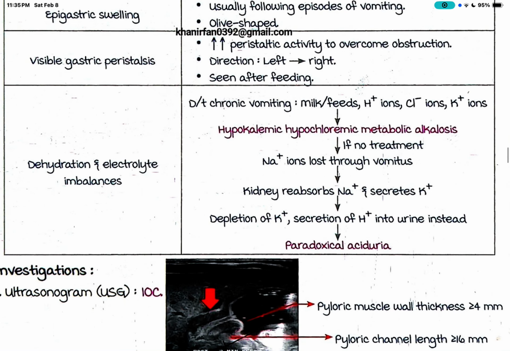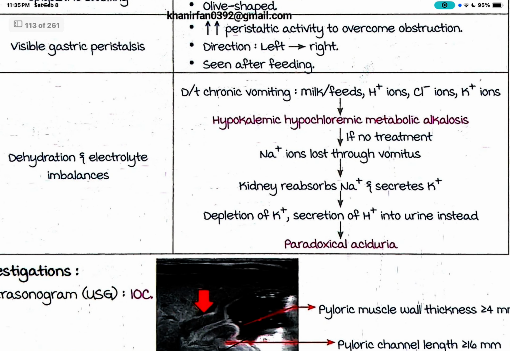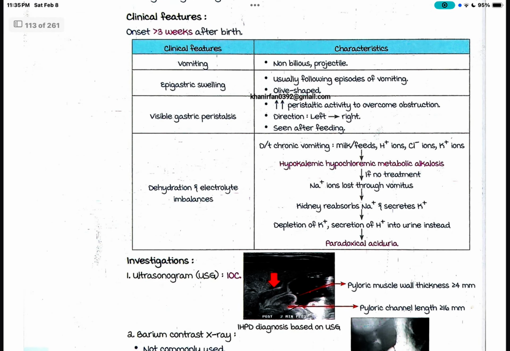Dehydration and electrolyte imbalances. Due to chronic vomiting of milk feeds, you lose hydrogen ions, chloride ions, and potassium ions. It can cause hypokalemic, hypochloremic metabolic alkalosis. If there is no treatment, then sodium is lost through vomitus, and the kidney reabsorbs sodium and secretes potassium. With depletion of potassium, hydrogen ions are secreted into the urine instead. This will cause paradoxical aciduria.